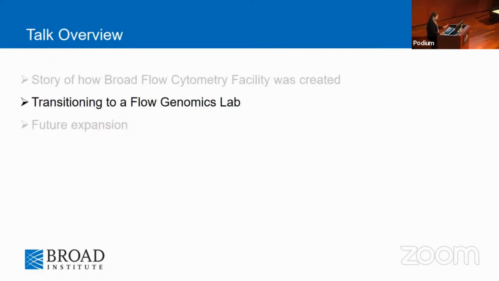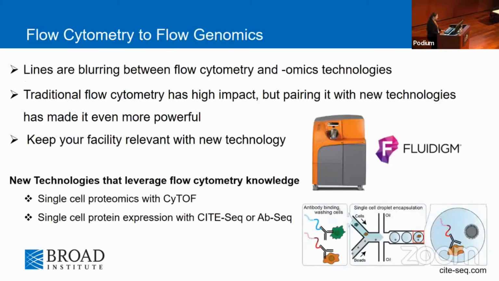So how did I transition from flow cytometry to genomics? It just didn't happen overnight. And why did I do it? Really the lines are blurring between flow cytometry and omics technologies. And we all know this because we have things like CITE-seq and AbSeq that are coming out that, instead of using fluorescent labeled antibodies, use oligo labeled antibodies. This really started with CyTOF, where we diverged from traditional flow cytometry by using heavy metal labeled antibodies. And so it's important to keep your facility relevant with new technologies. And it gives you even more information.